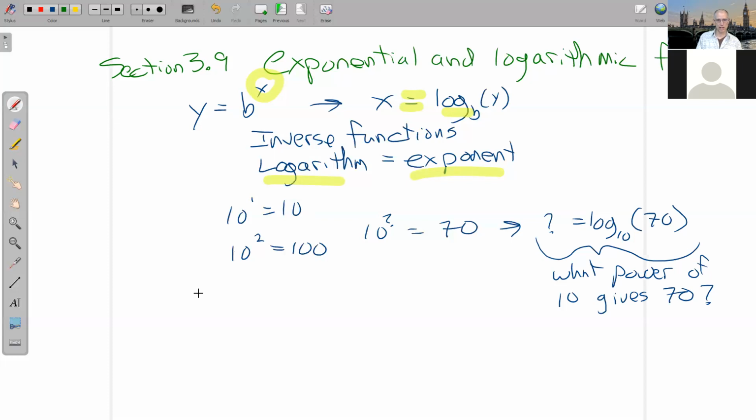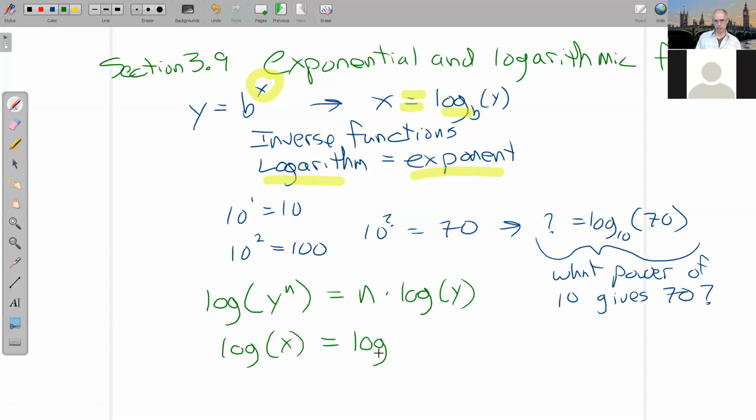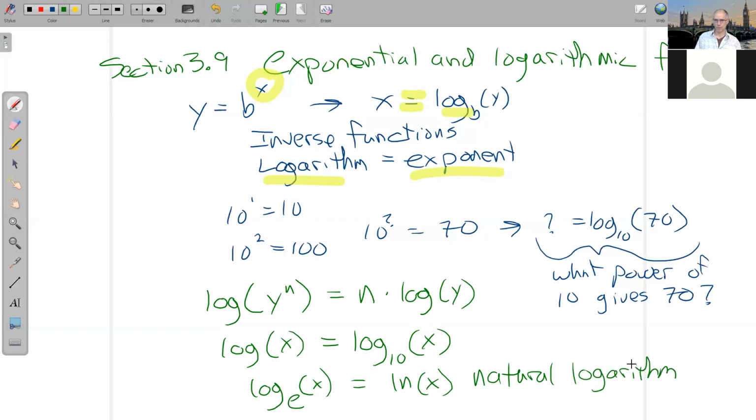Some other important things about logs and exponents is the power rule for logarithms, that if you have some log of y to the power n, that equals n times log y. Other things, if a log has no base, then it must be base 10, which is the standard in this country, but it's not the standard everywhere in the world. And if you see a log with a base e, that is often abbreviated as ln, which stands for natural logarithm. There's my L and there's my N. And the French guy came up with this first, so it's logarithme naturel, something like that.